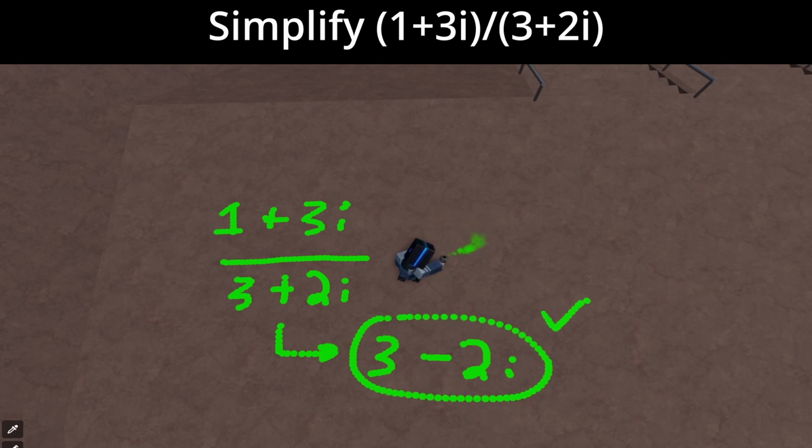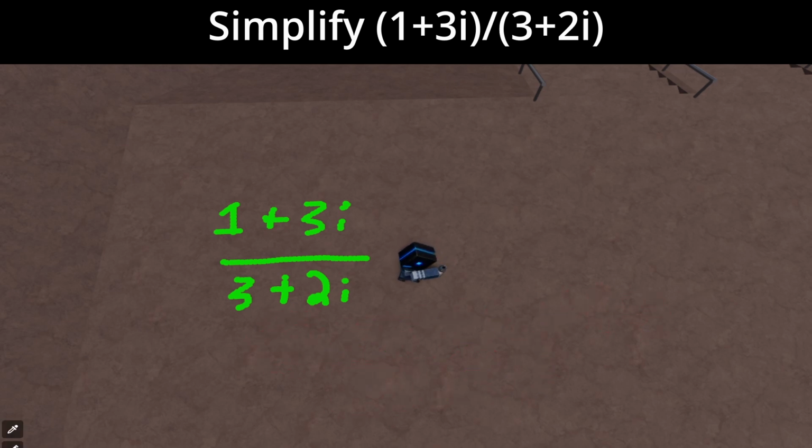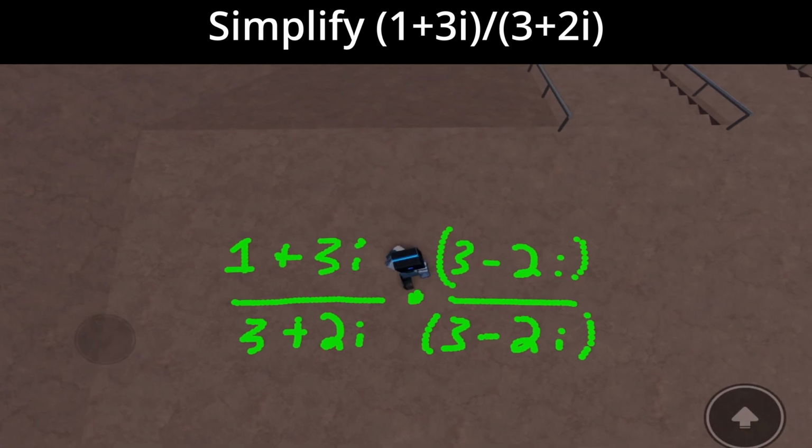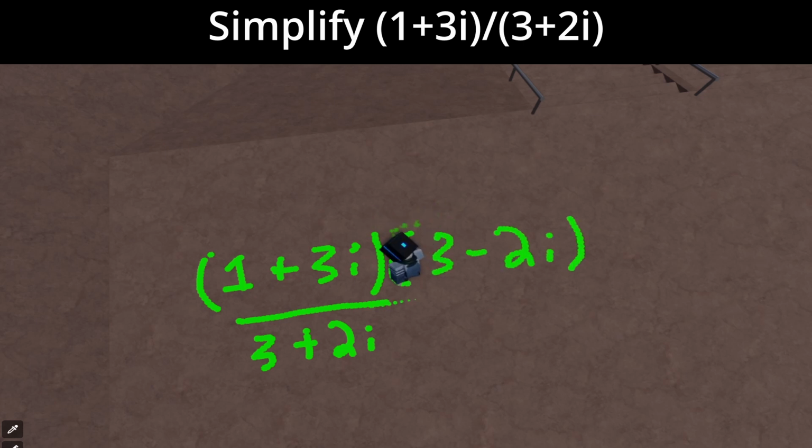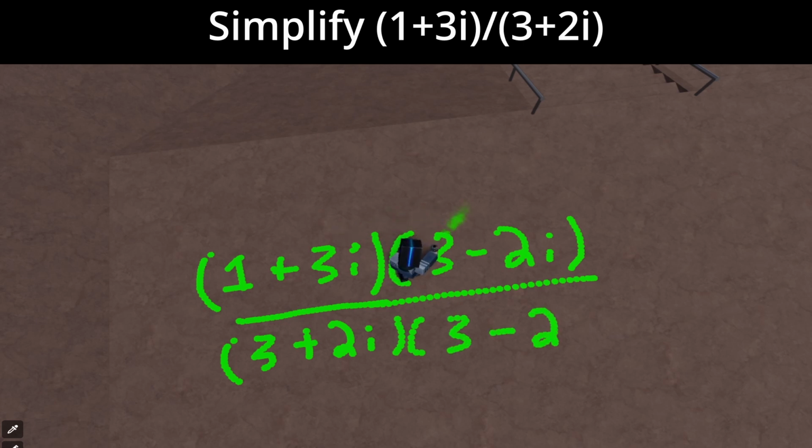I'll just call it CC for the complex conjugate. But now what do you do with the complex conjugate? What you need to do is you need to multiply the numerator and the denominator by that complex conjugate. 3 minus 2i. 3 minus 2i. So now let me just write this as one big fraction. So I'll have 1 plus 3i times 3 minus 2i. And then on the bottom, we'll have 3 plus 2i times 3 minus 2i.